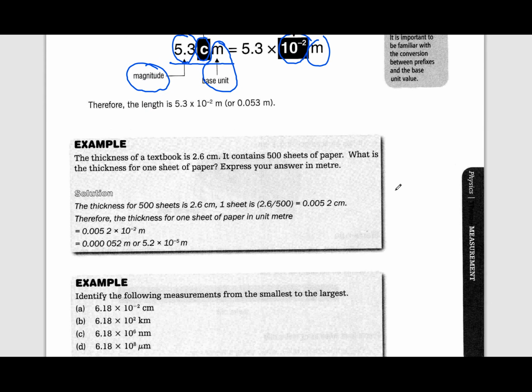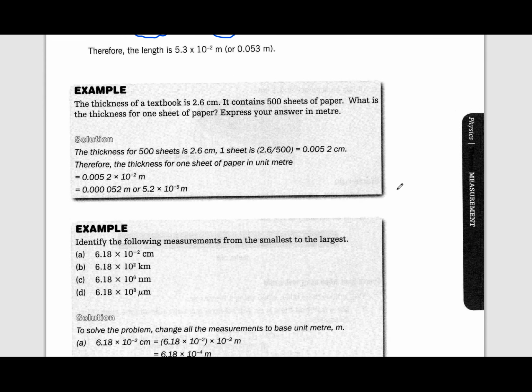As an example here, a textbook is 2.6 centimeters thick and it contains 500 sheets of paper. What is the thickness of one sheet of paper? Obviously, we will have to divide 2.6 centimeters by 500 sheets to get the thickness of one sheet of paper. And when we do that, we get the answer 0.0052 centimeters.